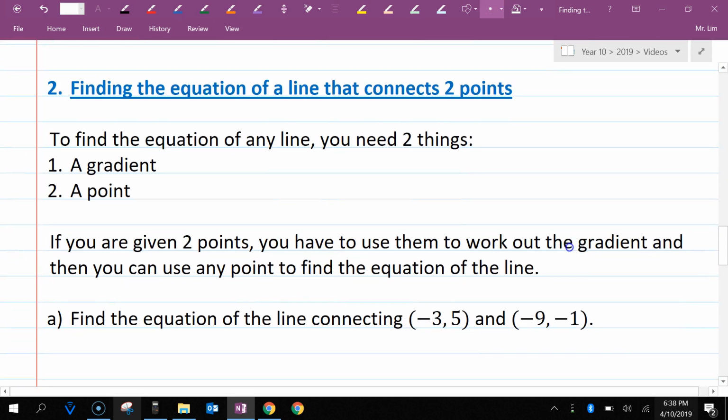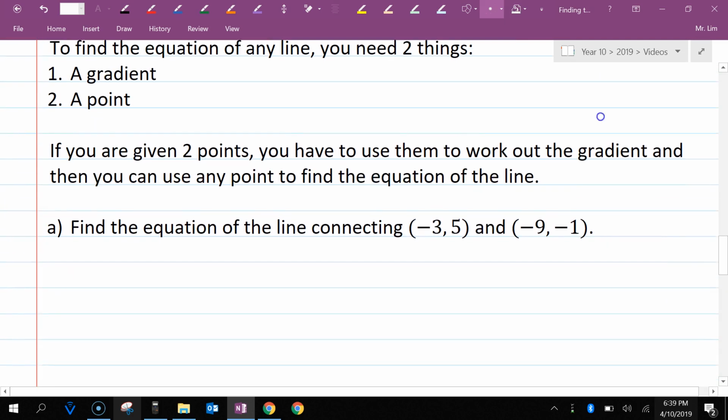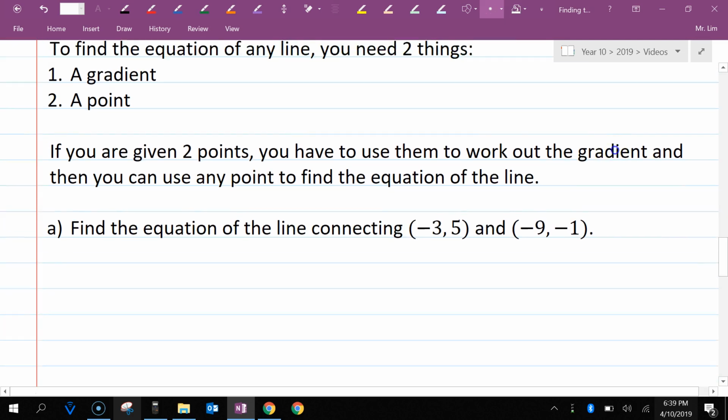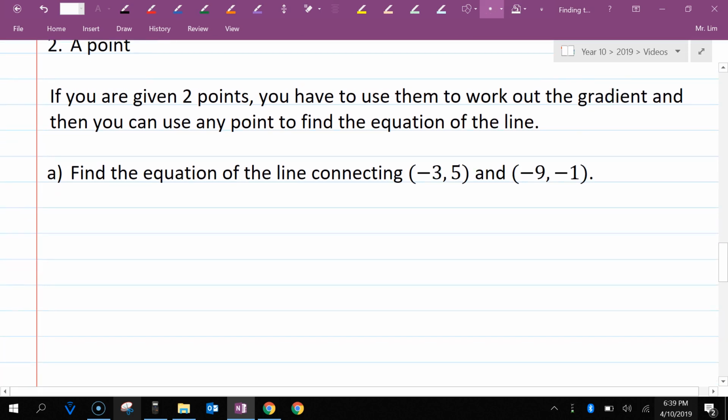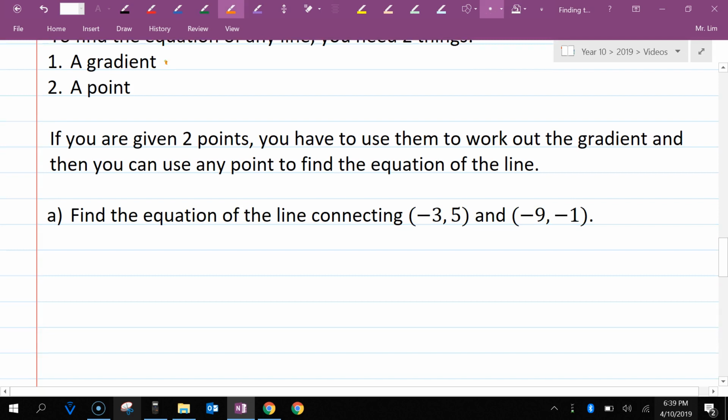Let's have a look at how to find the equation of a line that connects 2 points now. Like I said from before, to find the equation of any line, you need two things: a gradient and a point. If you're given 2 points, then you have to use them to work out the gradient, and then you can use any of the points to find the equation of the line. So find the equation of the line connecting -3, 5 and -9, -1. Can you see how in this question, we don't have the gradient, but we do have 2 points.